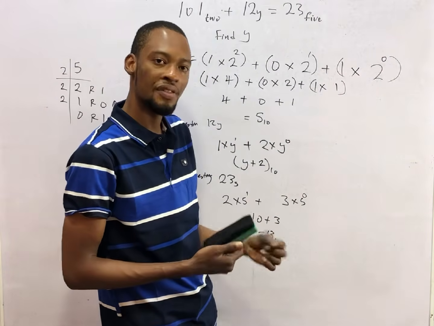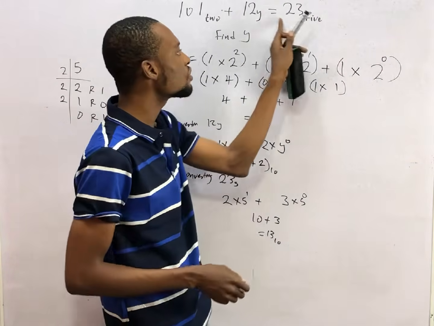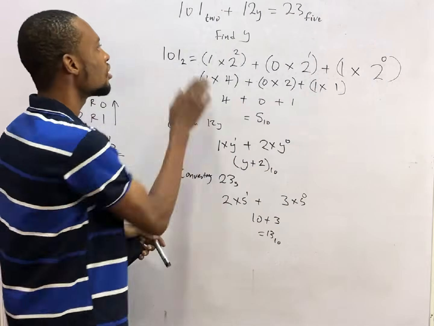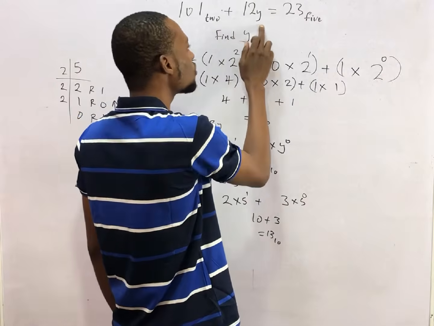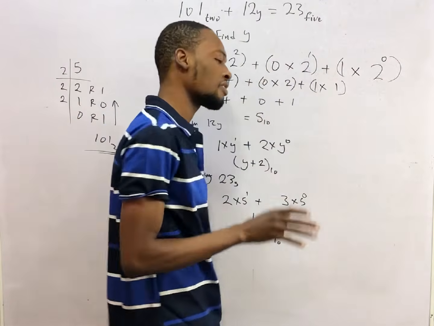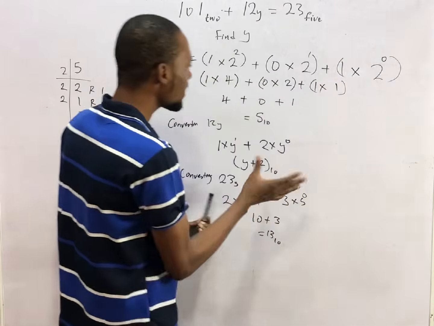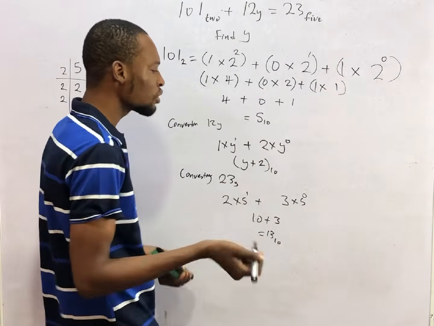Not really 13, but 1, 3. Yes. This is 23 base 5, not 23 base 10. Please take note of that. 101 base 2, 12 base y, 23 base 5. Forgive my mistakes. From here, food is ready. We are good to go.